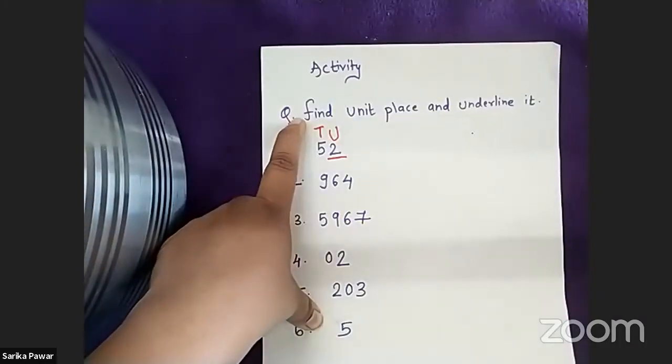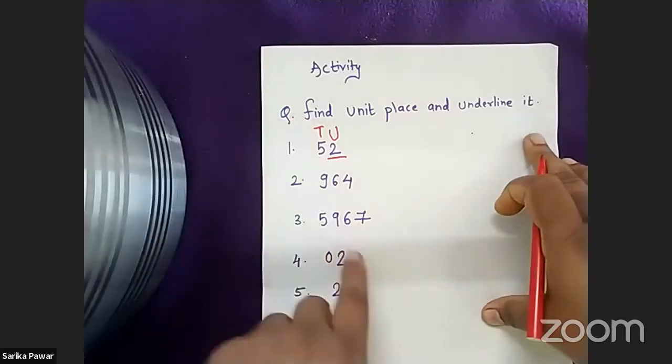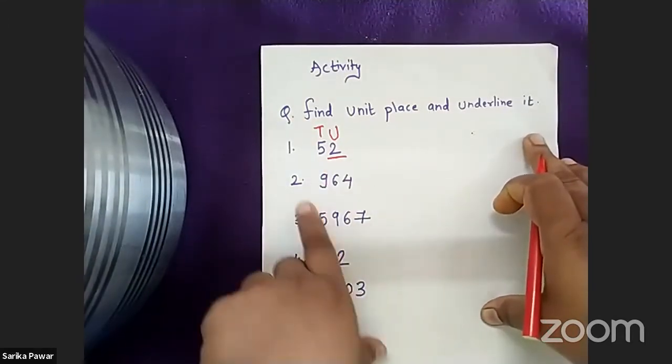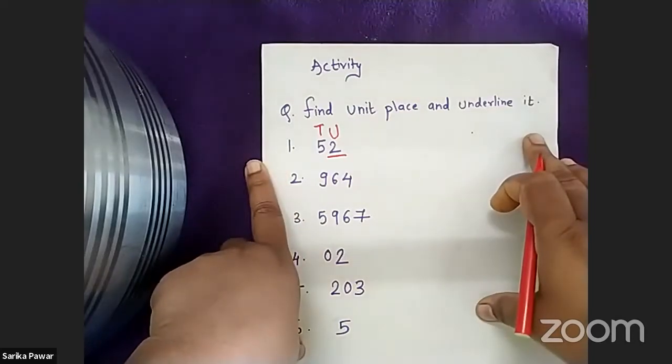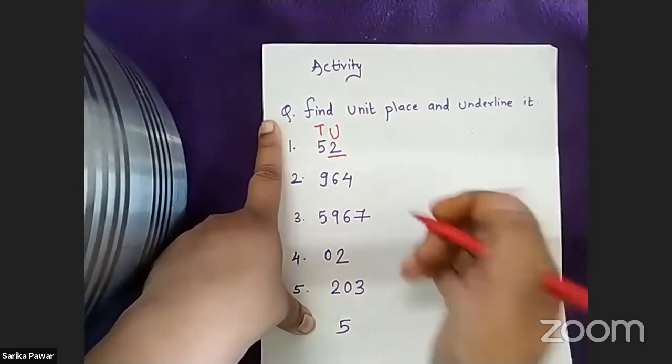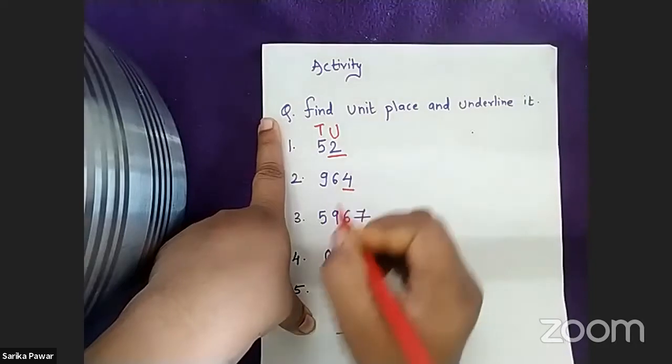Raviraj, Priyanshu, Sara. Raviraj, tell me. Which is the unit place over here? Which number is the unit place? 4. Very good. Number 4. So I can underline here 4.